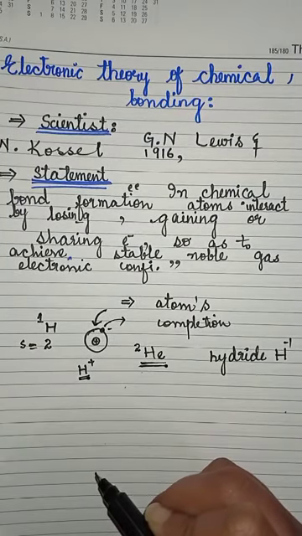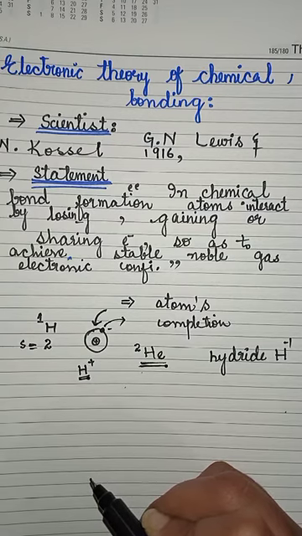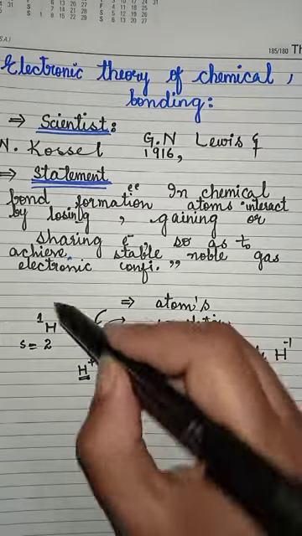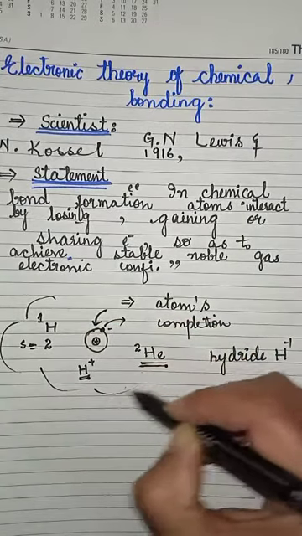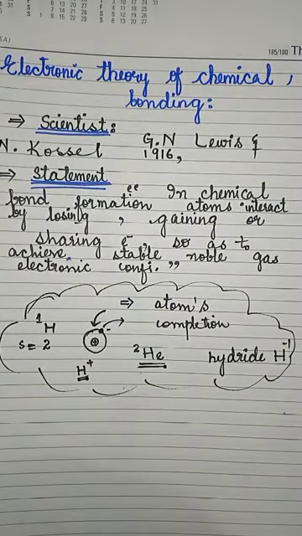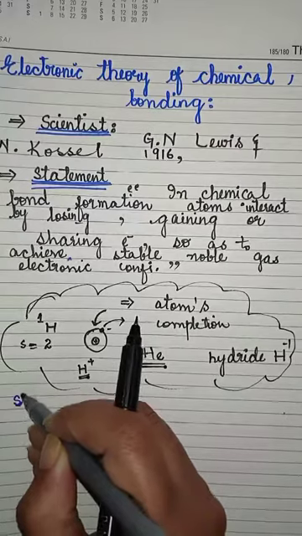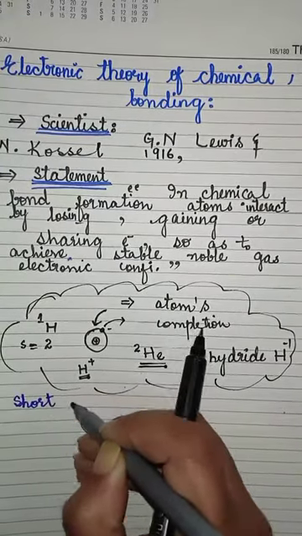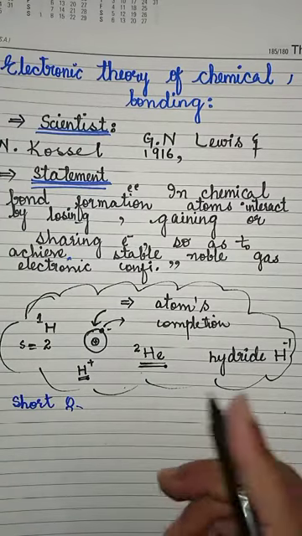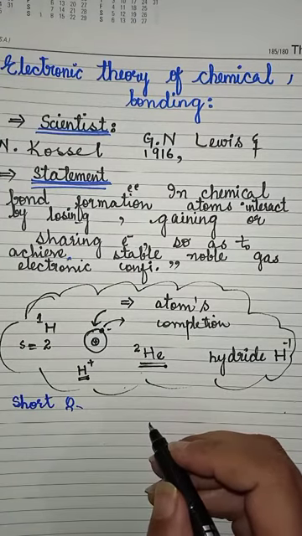So we were talking about the electronic theory of chemical bonding. We have learned about the scientists, their statement, and we have discussed some examples related to daily life, just to make the concept more clear, right? Next we have a short question. Here a question may be like, why do atoms join to form molecules?